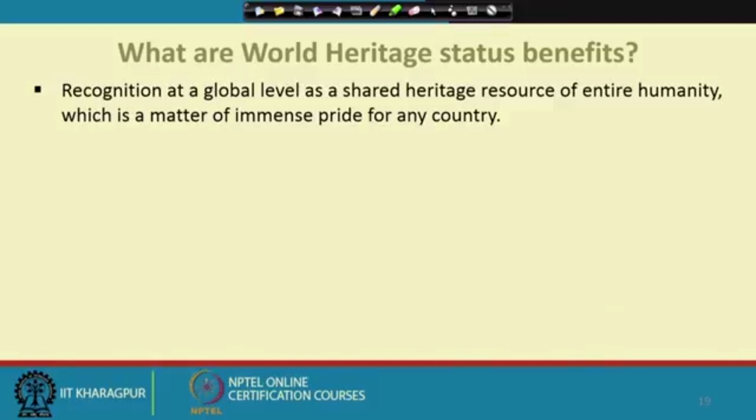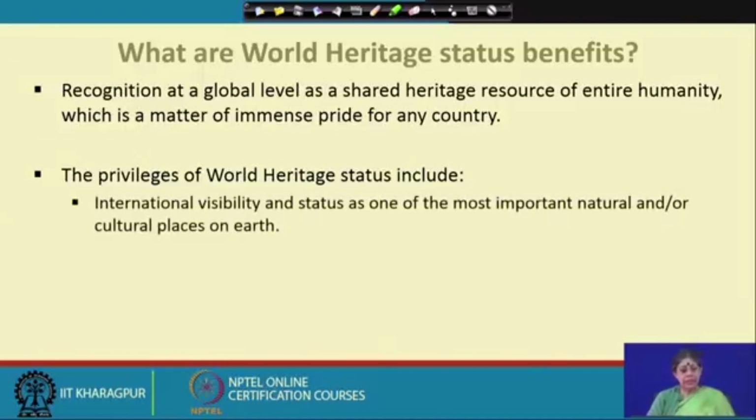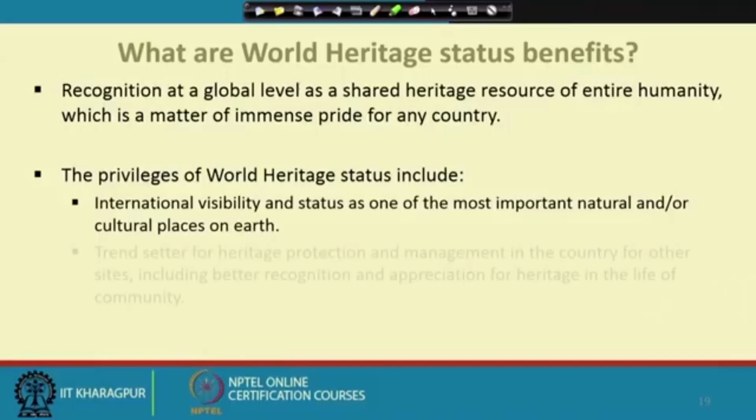First and foremost, it is the recognition, an international recognition at a global level. This is a shared heritage resource of the entire humanity, which is a matter of immense pride for any country. And the privileges of World Heritage Sites include, one would have thought the financial benefit, but it is really not that much of a financial benefit. It is basically the international visibility and status as one of the most important natural and or cultural places of the earth. And this recognition that it is a unique heritage, outstanding and important, is what is most important to be put as a World Heritage Site.